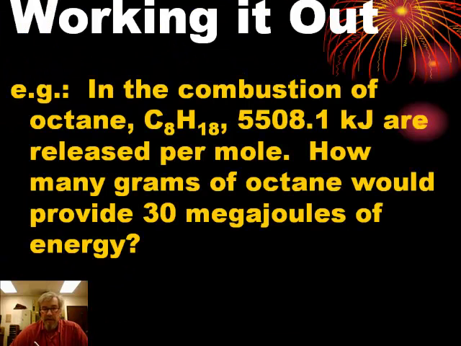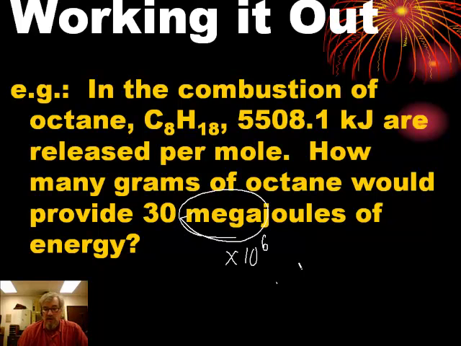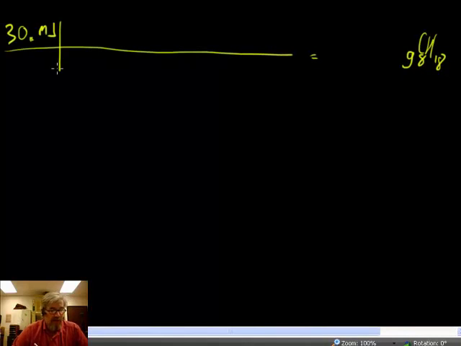In the combustion of octane, C8H18, 5,508.1 kilojoules are released for every mole that burns. How many grams of octane would you need to burn to provide 30 megajoules of energy? And just a little reminder, a megajoule is a million joules. Okay, here's how you can figure this out. Now we're given energy to start with, 30 megajoules in particular. What we want to know from this is ultimately how many grams of octane, C8H18, have to combust. Well, the only fact that I'm given here is that 5,508.1 kilojoules are released for every mole of octane that's burned.